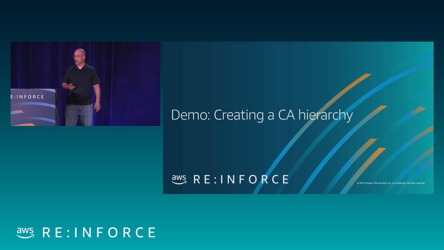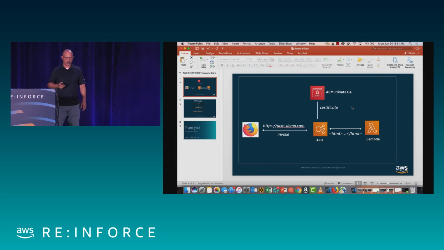So at this point, Ram Ramani is going to demonstrate how to create a CA hierarchy. I'm just going to let this play.